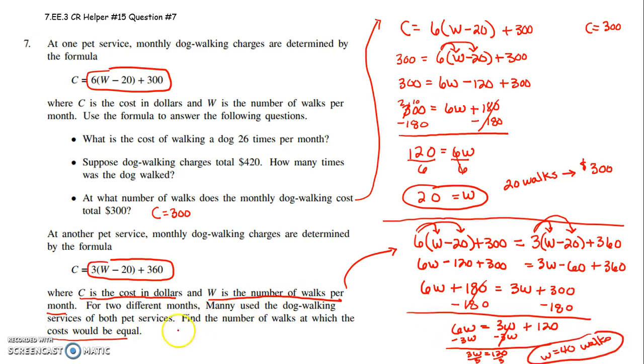I'll have to look back at your actual CR, or I'll speak to your teachers today. So this would be 40 walks. The cost would be the same. But this is a more involved problem than I believe your teachers will want you to work out. I'll look into it. I hope this helps.